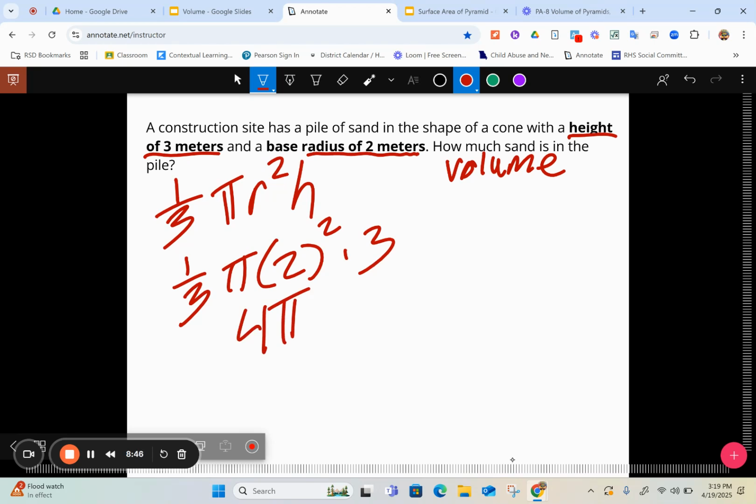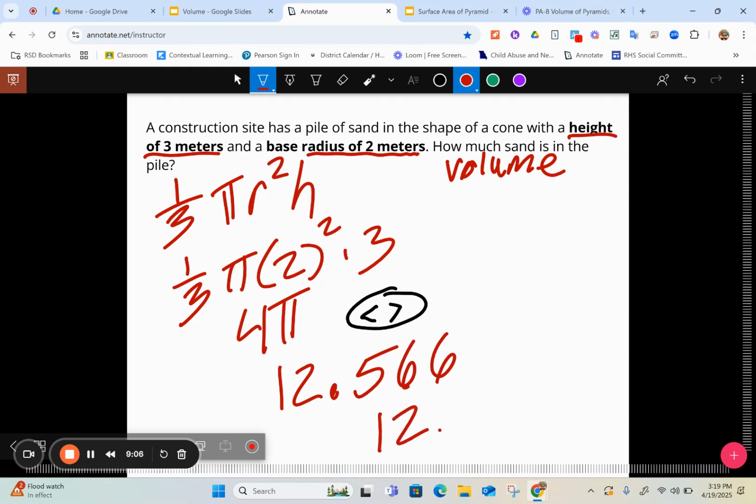If you have that on my calculator, remember there is a button on my calculator that looks like this. Push that button and you will get the answer of 12.566. So we would say that's 12.57. And that would be cubic meters.